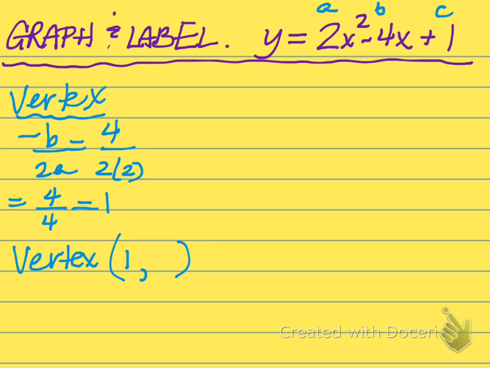We know that the vertex is a point, so we're going to have to take that 1 and plug it back into the y equation to figure out what y should be. When we plug in 1 for x, our y value comes out to be negative 1. So we have the vertex. That's a very important point. Once you have your vertex, it's time to make yourself a mini table.